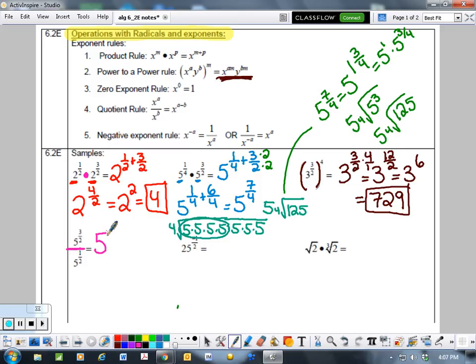So this will be 5 to the 3/2 minus the bottom exponent 1/2. Luckily, they are the same denominator, so I can go ahead and combine that. So 3 minus 1 gives me 2. So this becomes 5 to the 2/2 power, which is really just 5 to the 1st power. So this is really just 5.